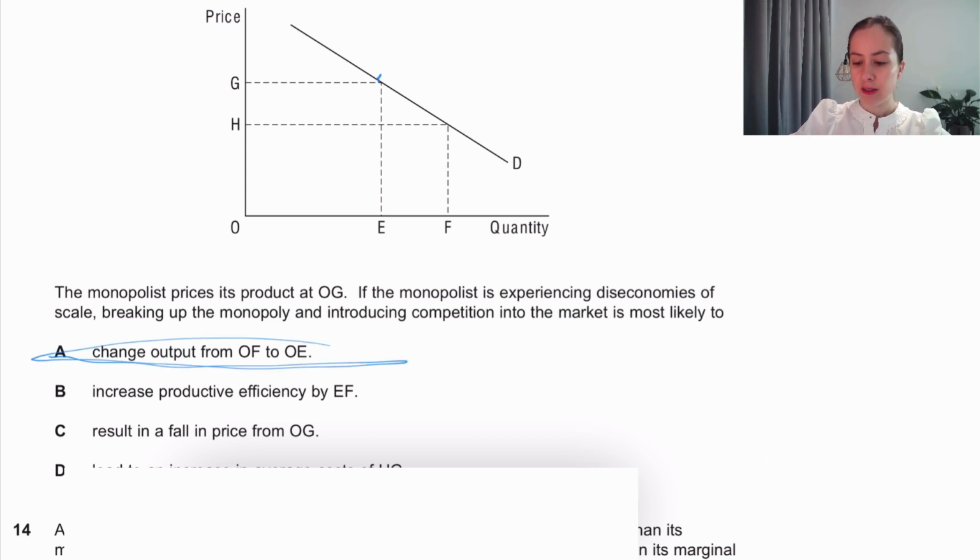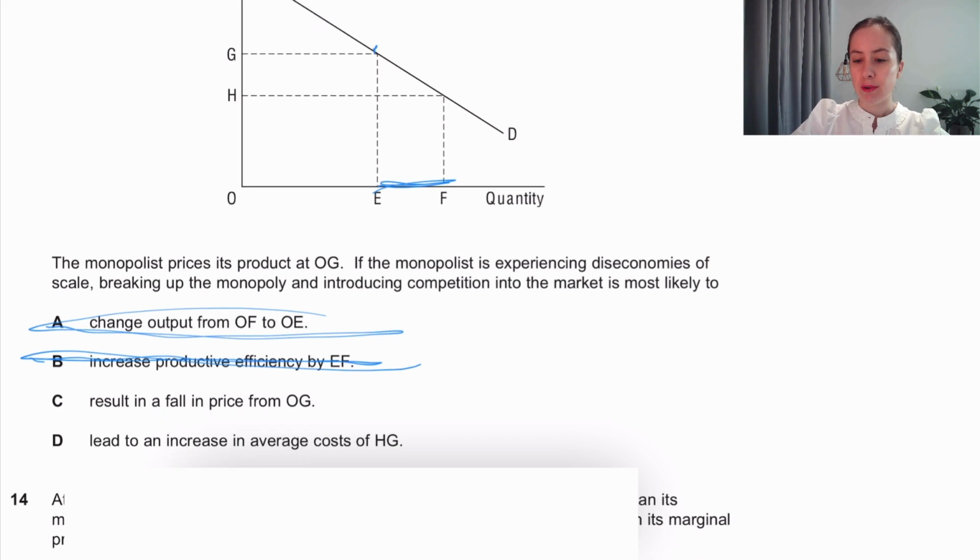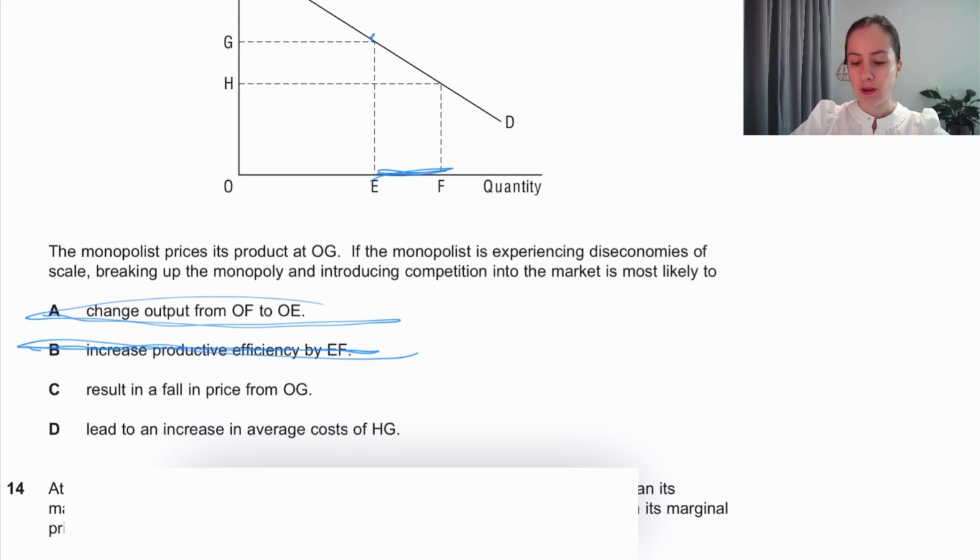Increase productive efficiency by EF? Don't think that's how you define productive efficiency. EF is a quantity and productive efficiency should talk about costs. Results in a fall in price from OG. I think that's the one. If you get a reduction in costs because you are not having these economies of scale, you will have a reduction in your price.